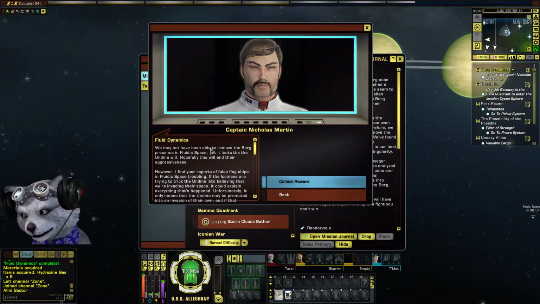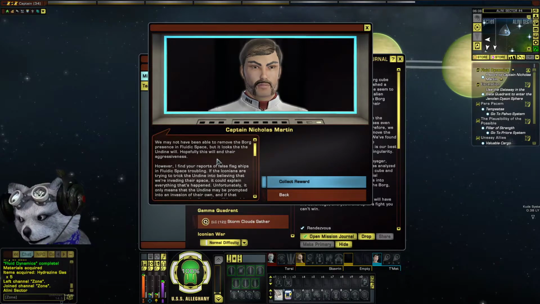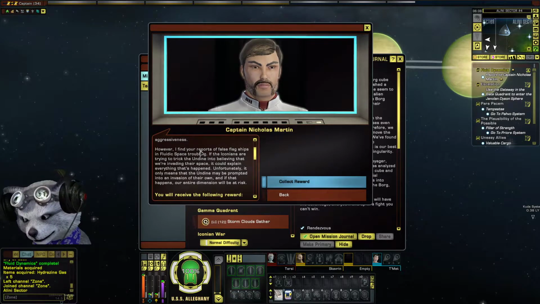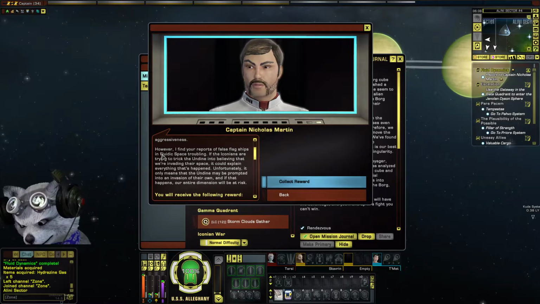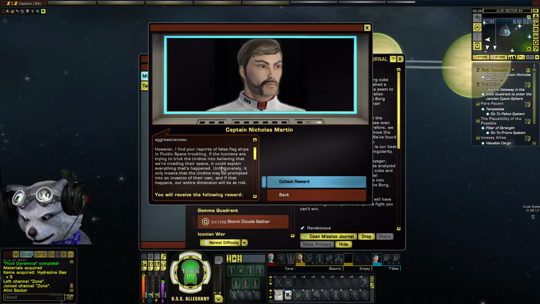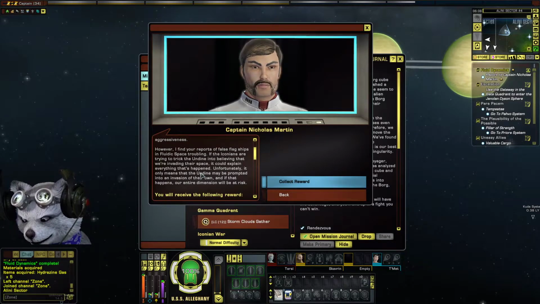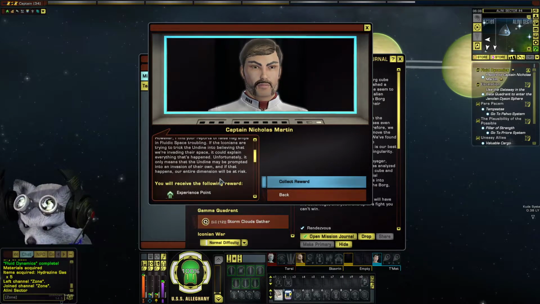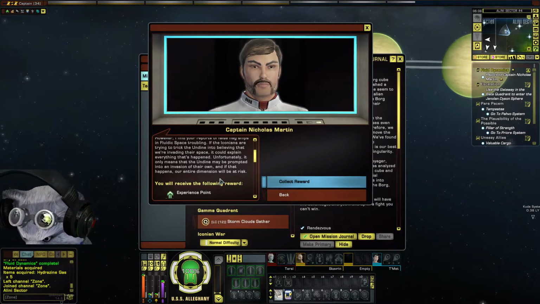Okay, we may not have been able to remove the Borg presence in fluidic space, but it looks like the Undine will. Hopefully, this will end their aggressiveness. However, I find your report of false flagships in fluidic space troubling. If the Iconians are trying to trick the Undine into believing that we are invading their space, it could explain everything that has happened. Okay, unfortunately, it only means that the Undine may be prompted into an invasion of their own. If that happens, our entire dimension will be at risk.